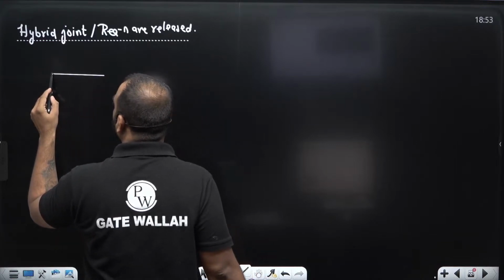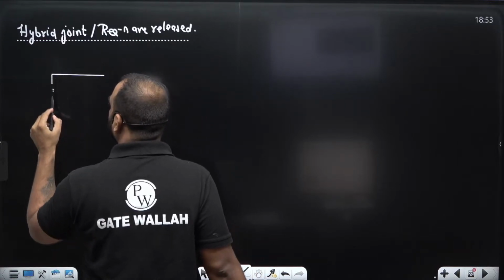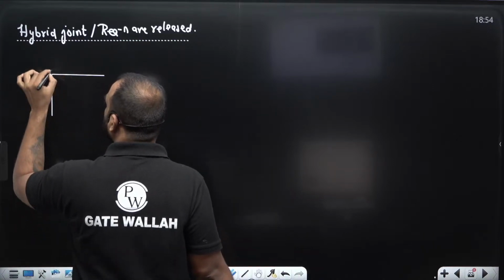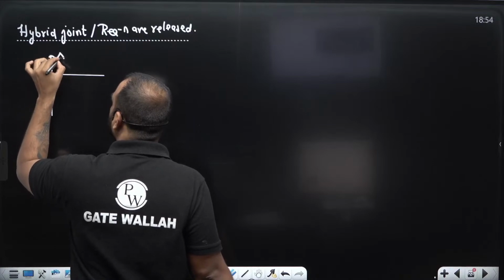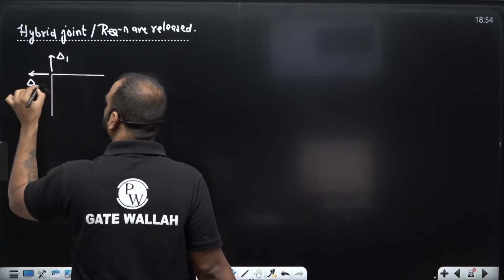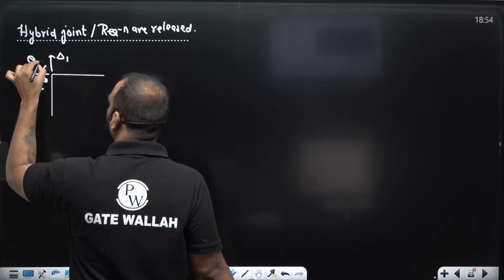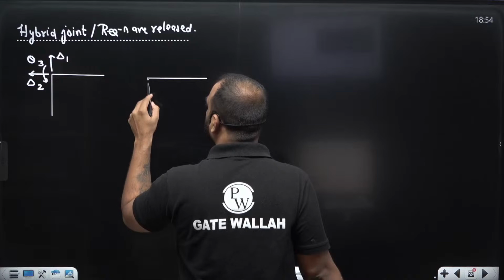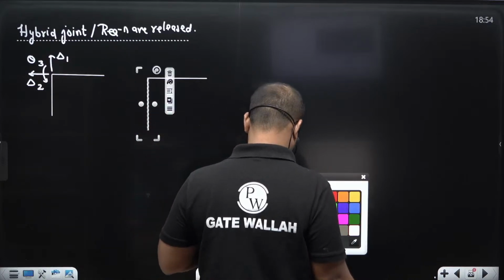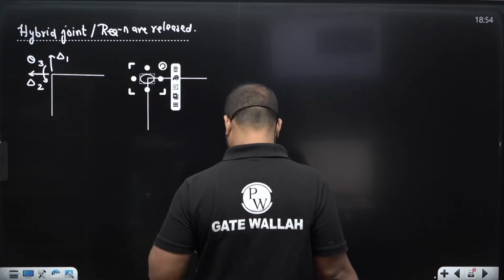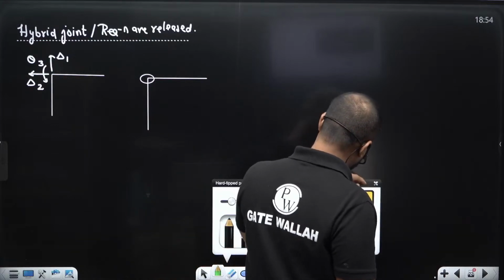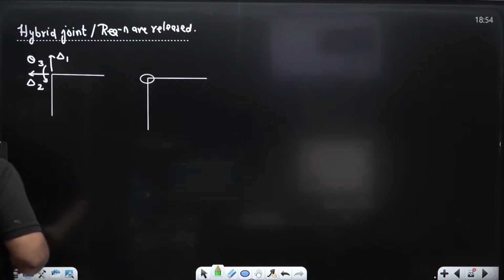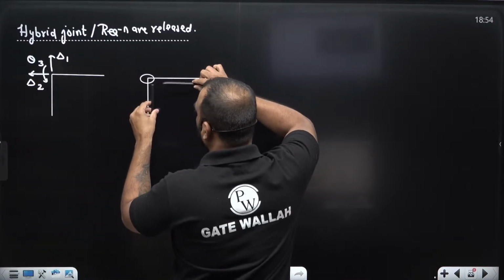Let us suppose this is our rigid joint initially. So at this particular rigid joint, we know that there are three joint displacements, which are delta 1, delta 2 and theta 3. Okay, sir. Now let us suppose, guys, if I put an internal hinge at this particular joint, then what will happen? So in this particular condition, this member and this member can move independently.